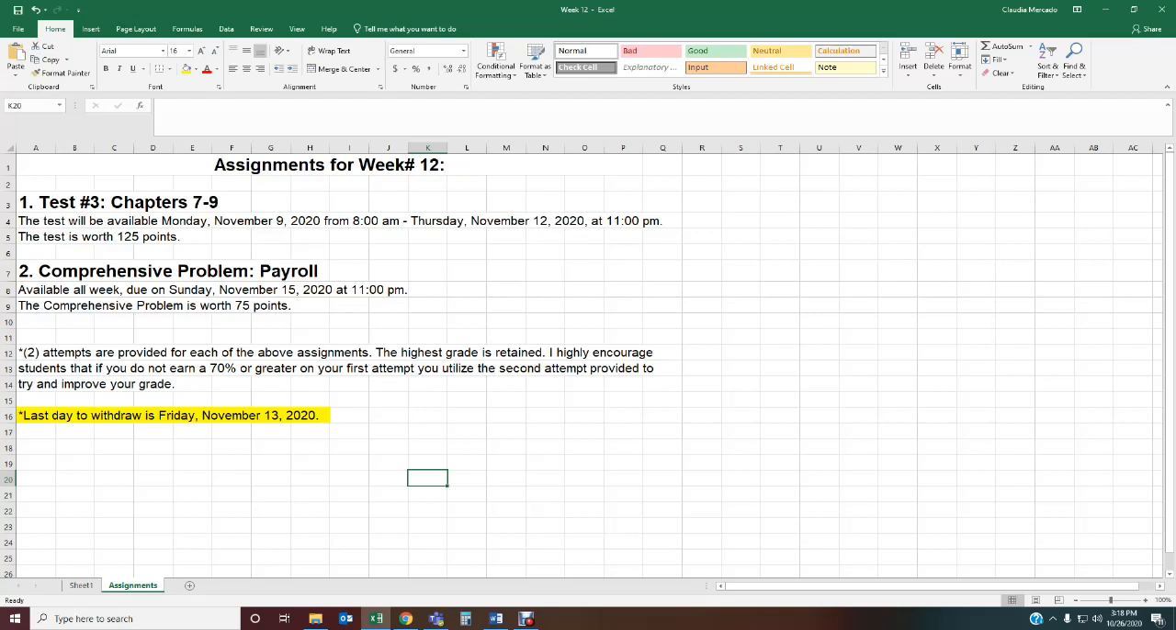So, if you don't get a 70 or better, which is a passing grade, then use the second try I'm giving you. Not all instructors give you that second try. You fail, you fail. I'm giving you a second opportunity, and I still have students that don't take advantage of that second opportunity. So I don't know what else to do.